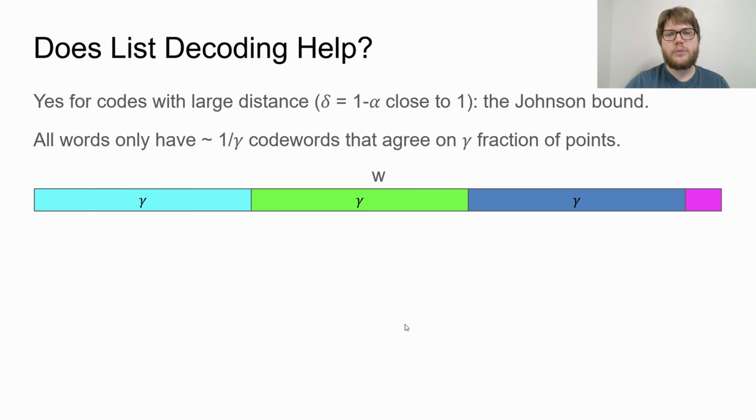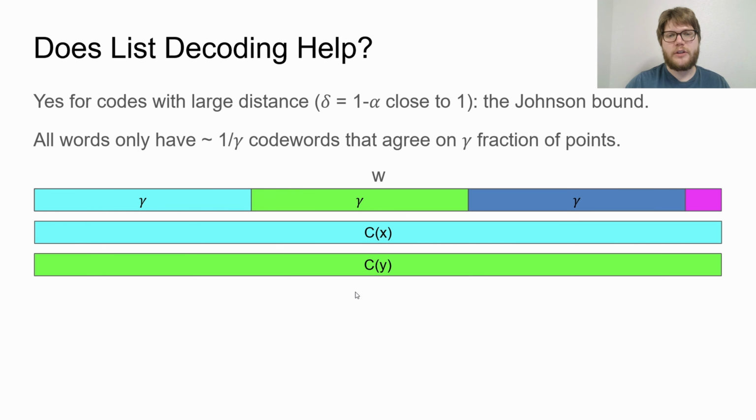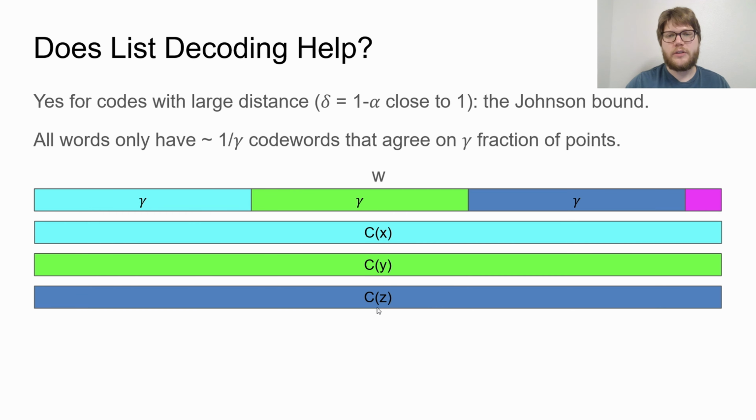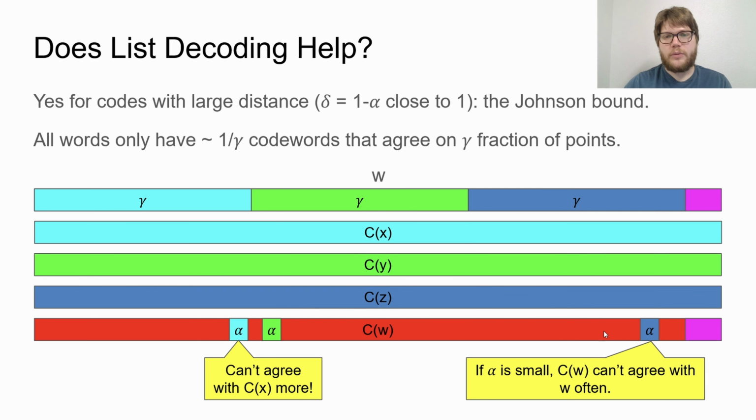So consider this word that agrees with C of X on gamma fraction, C of Y on gamma fraction, and C of Z on gamma fraction. Now let's take any other C of W here. It can agree with C of X on alpha fraction, but it can't agree on any more. And it can agree with C of Y on alpha fraction, but it can't agree on any more. And altogether, this might not be enough for it to agree with the word on gamma fraction.